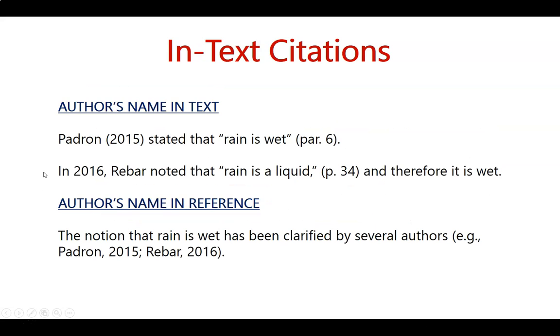There are two ways that you can do things. One is using your author's name in the text. If you do that, you're immediately following it with the date. If you've got a direct quotation, it will be in quotation marks, and you're going to show within that sentence, within the period, the location.